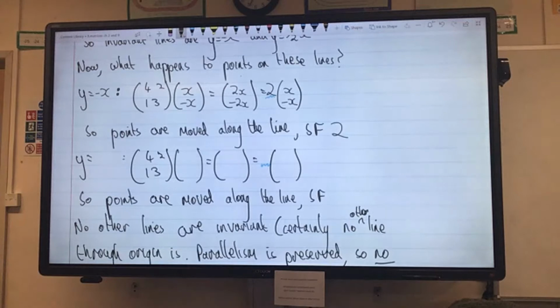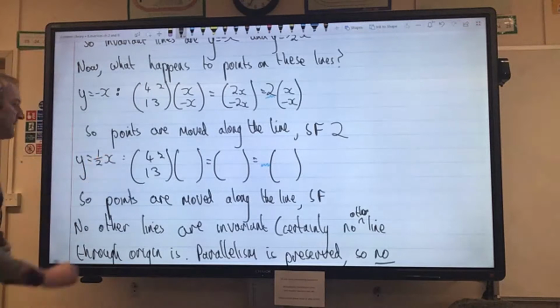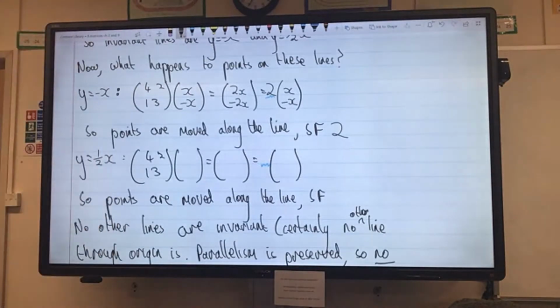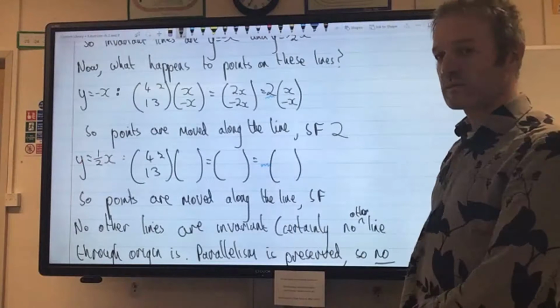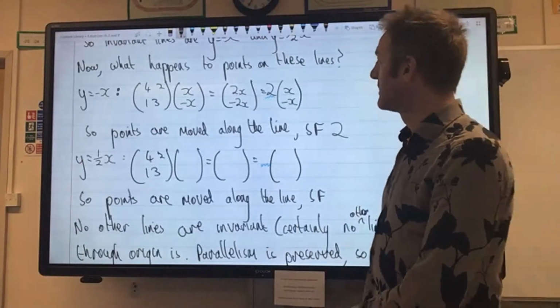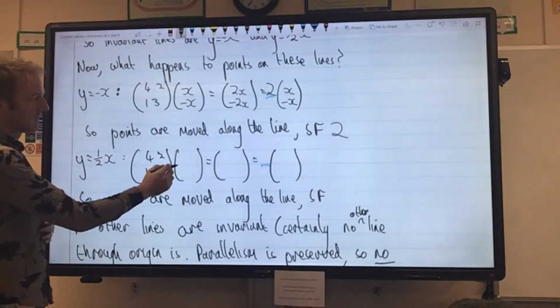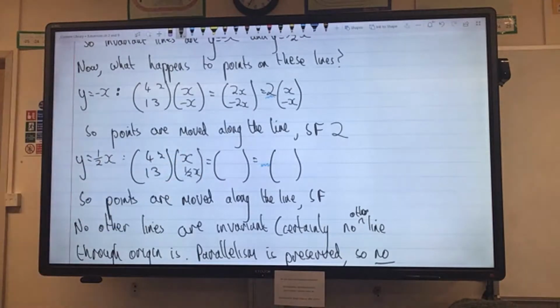I'll pick someone to tell me. Robert, what have you come up with? I'm not sure. I think it's like half x. Okay, let's work this out. The first one is x and then the other one is half x. The x, half x, yeah. So what does that give you when you multiply that out?